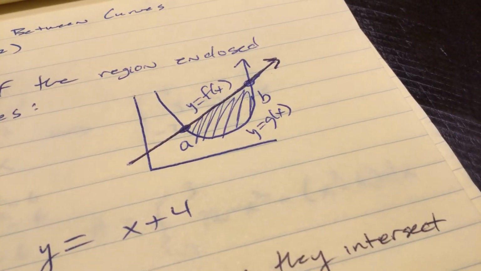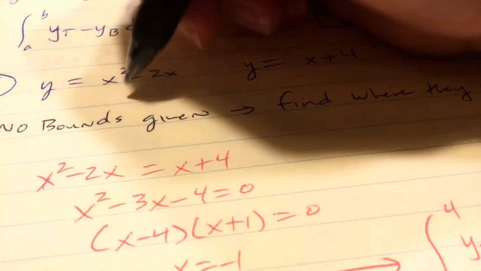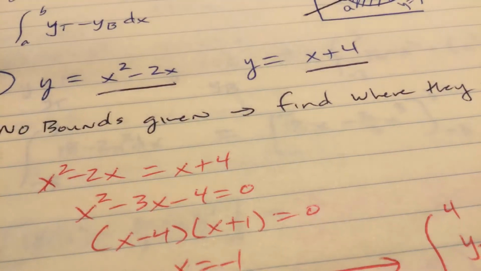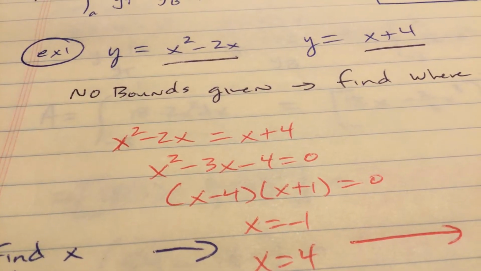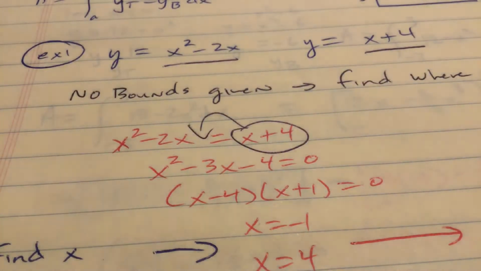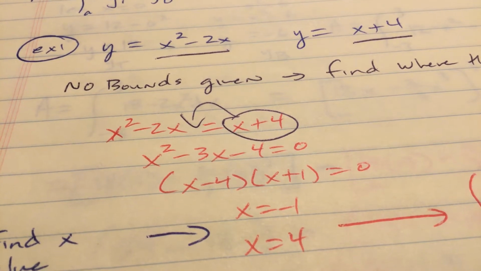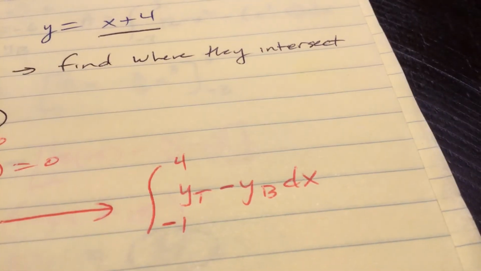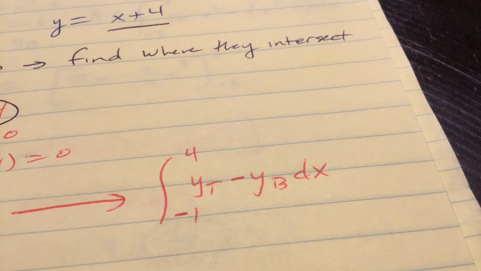We could graph it like I did there, or we could just do a little bit of algebra. If I want to find where those two curves intersect, I'm going to set x squared minus 2x equal to x plus 4. Move everything over. Factor. I find that they intersect at x equals -1 and x equals 4. So I know for a fact my integral is going to be from -1 to 4, y top minus y bottom, dx. I just got to figure out which of those equations is y top, which one is y bottom.